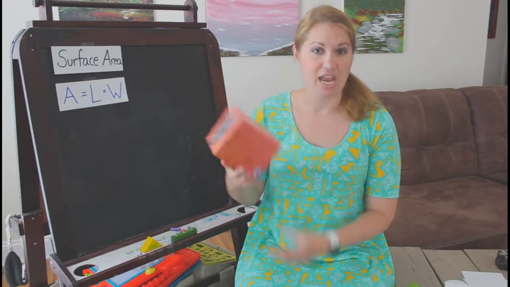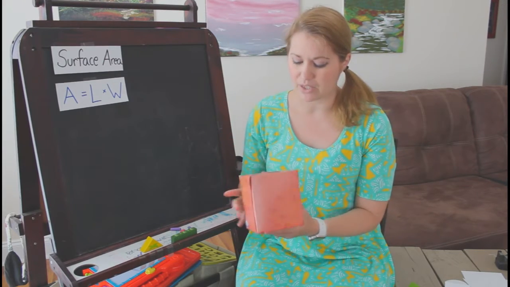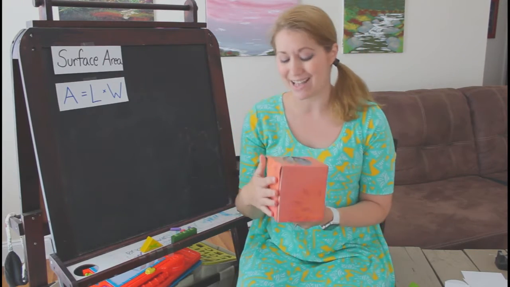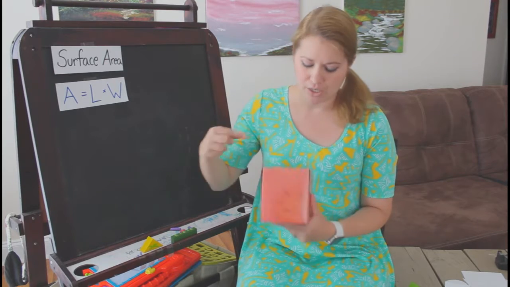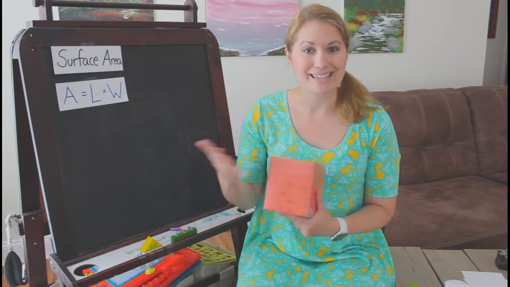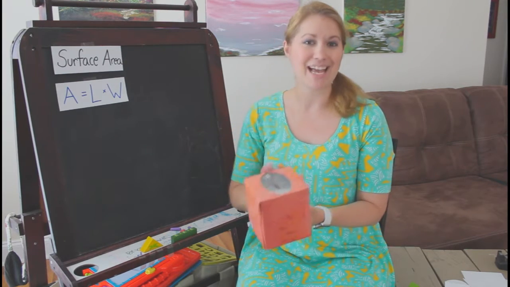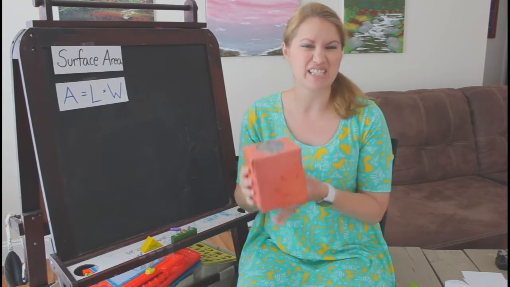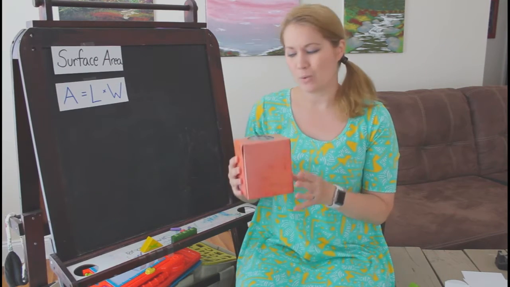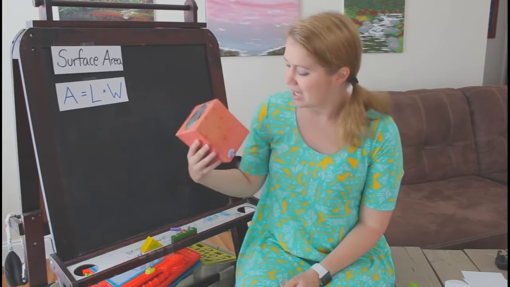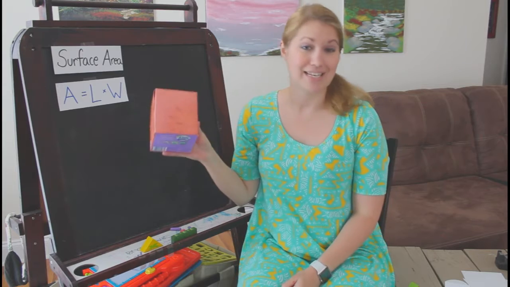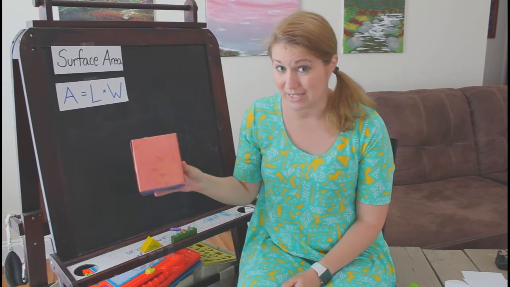Sometimes you're going to have a shape like this that's kind of easy to find the surface area because every side has the same measurements. You figure out one side, then you just multiply that total area by how many sides you have altogether, how many faces are on that shape. Well, what happens when your shape doesn't exactly look like this anymore?